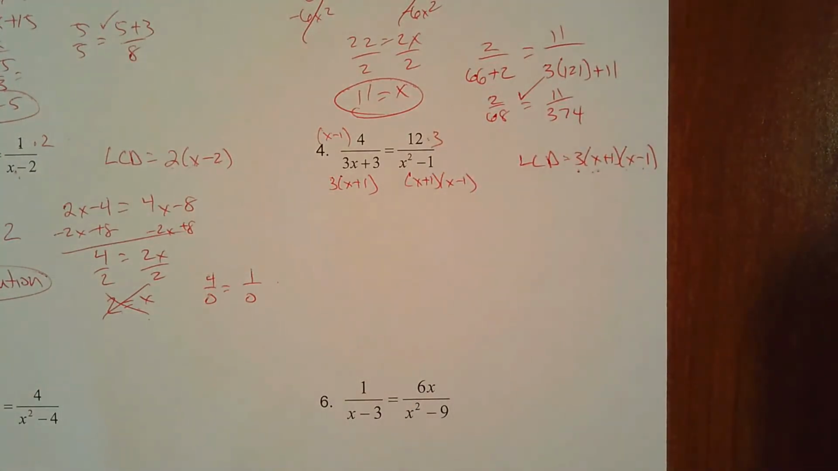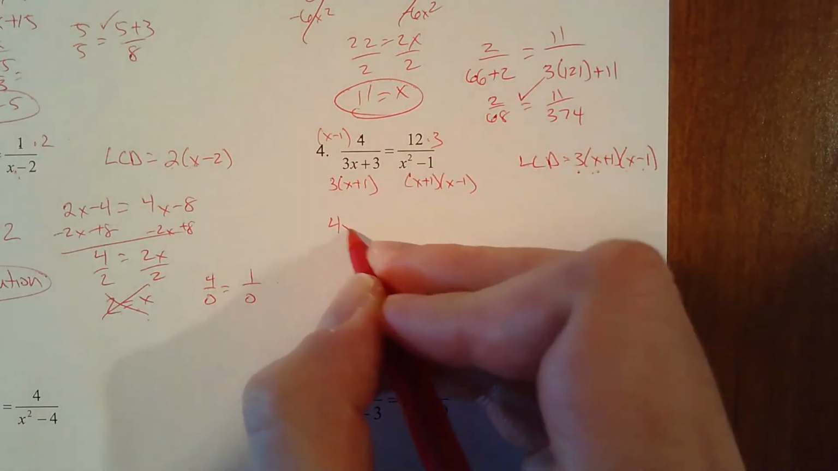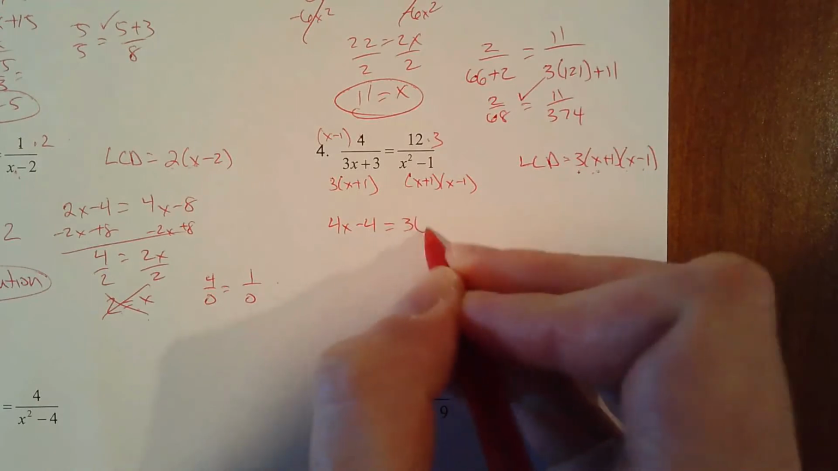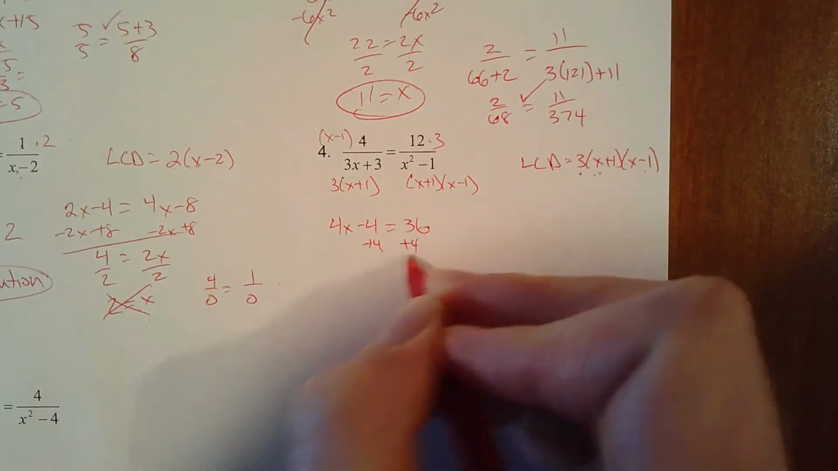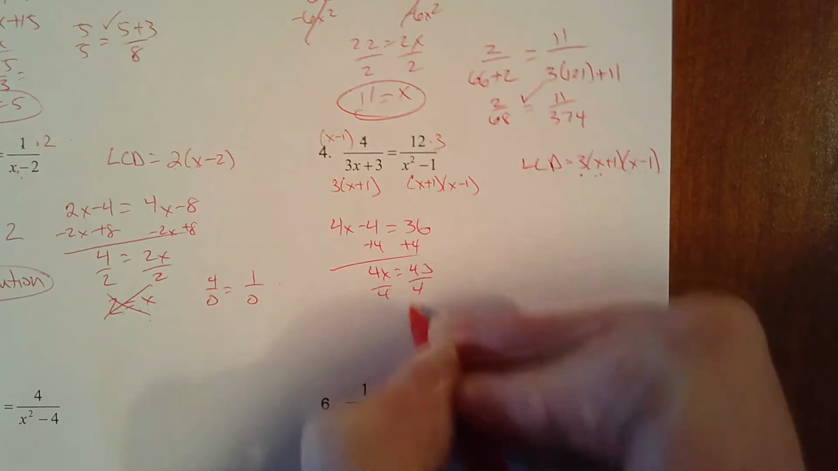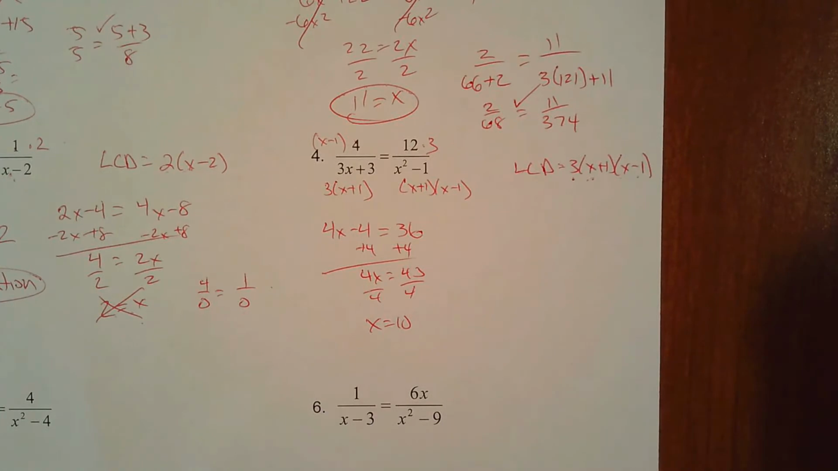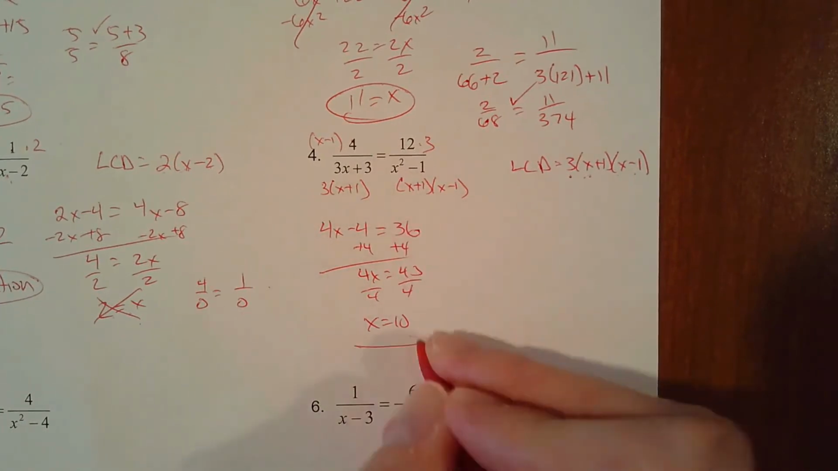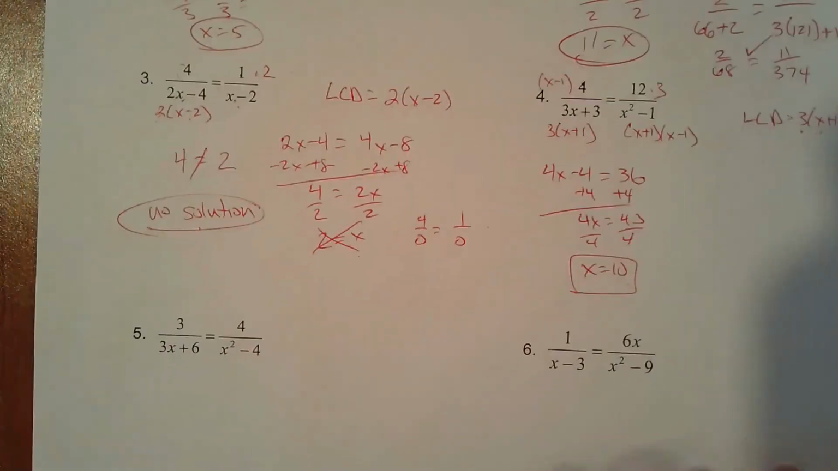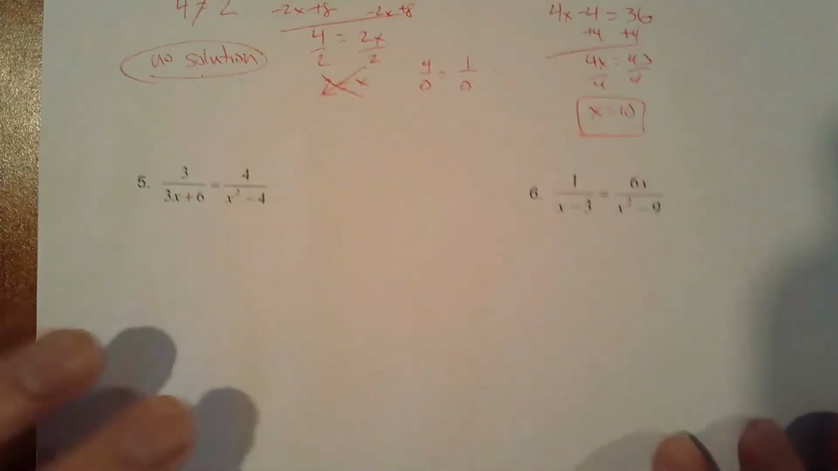And now, since I did that, they're over the same denominator. I'm just going to forget the denominators. Just look at the numerators. So 4x minus 4 equals 36. So 4x equals 40. So x equals 10. Again, I said I want to kind of speed things up. If I plug that back in, it does work. So those two sides do balance out, so you don't have to throw anything out.